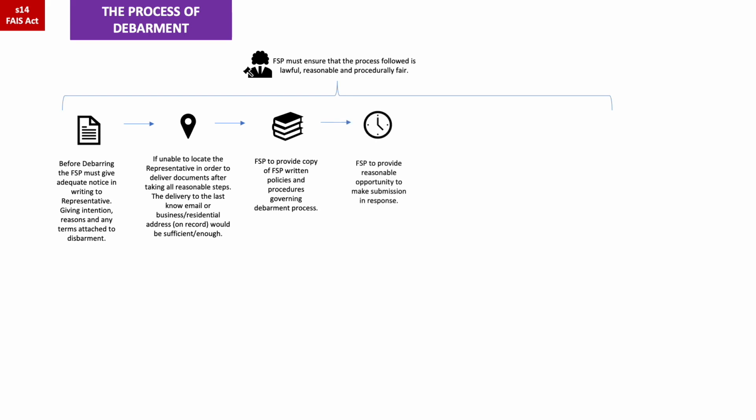The FSP is to provide reasonable opportunity to the representative to make submissions in response. The FSP must consider any responses and then take a decision. The FSP must consider any information regarding the conduct furnished by the FSCA, FAIS Ombud, or any other interested person.